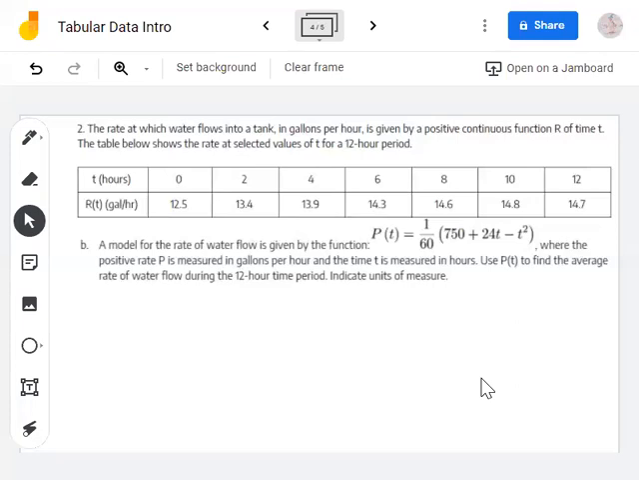Okay, so speaking of getting something done in class, let's finish up this one and we'll roll out. So a model for the rate of the water flow is given by that function where the positive rate P is measured in gallons per hour and the time T in hours. Use P of T to find the average rate of water flow during the 12-hour period. Indicate units of measure. Okay, so P is a rate. We want to find the average rate of water flow during the 12 hours.